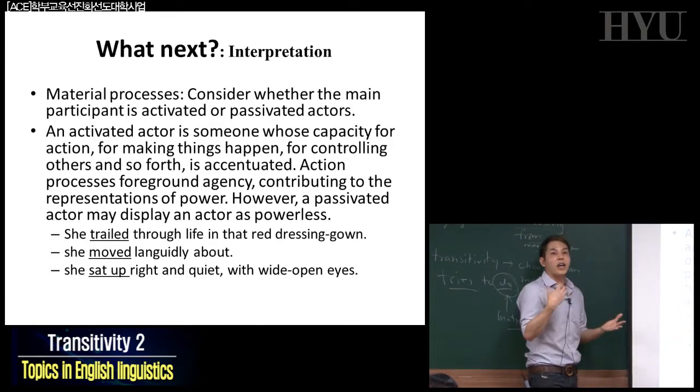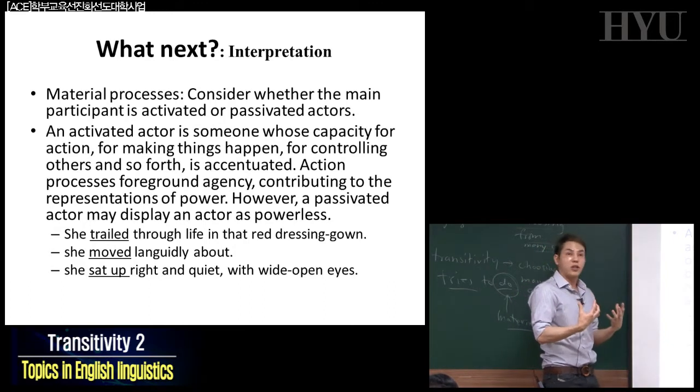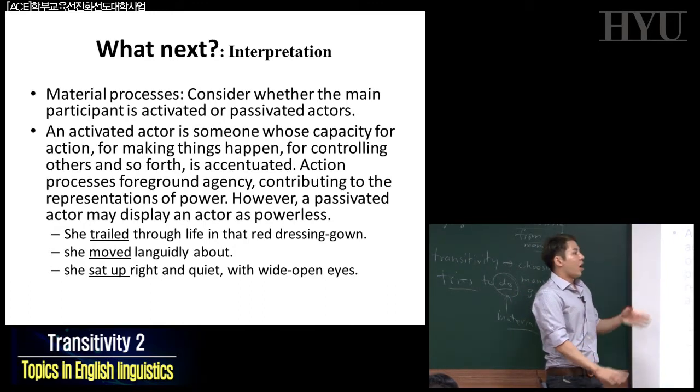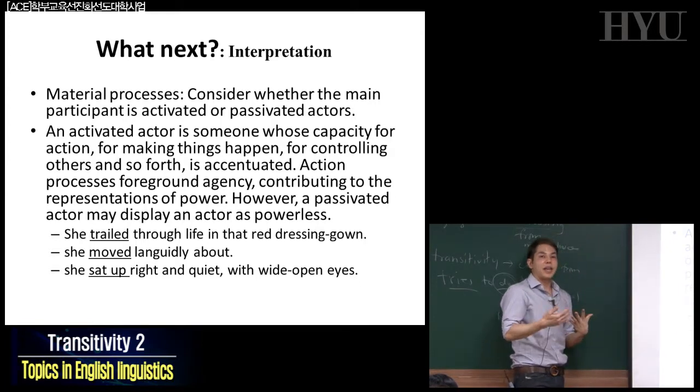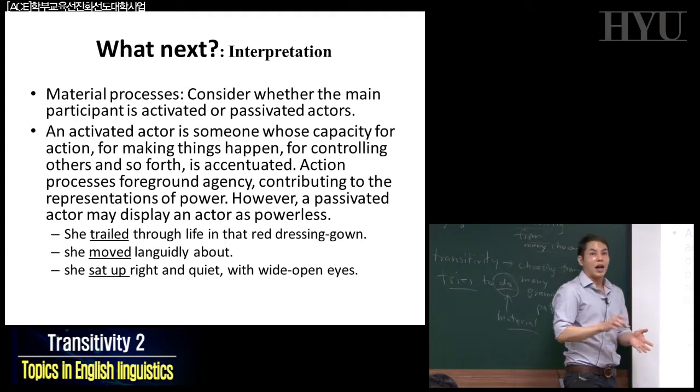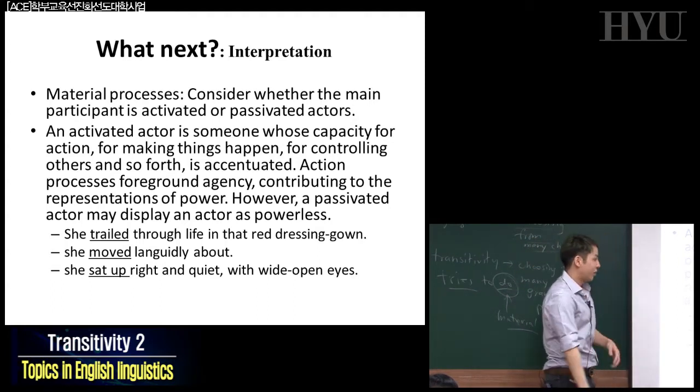People who can act on other people or act on other things have power to do that, to cause things to happen, right? And on the other hand, a passivated actor might display an actor as powerless, so having no power, just like Bella in the example that we looked at last time.